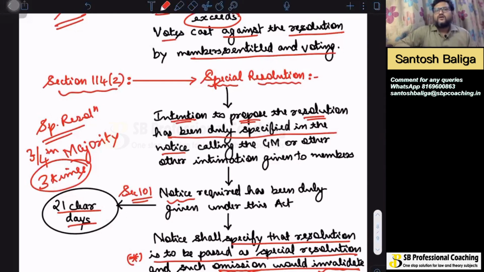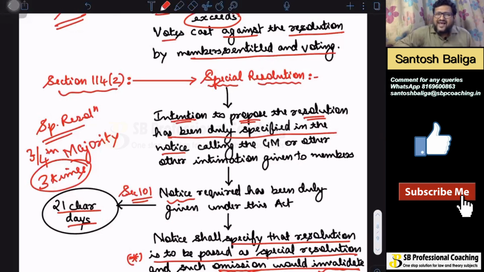So this is the first part of the topic of resolution. We have another two topics, that is section 115, resolution by special notice, section 116 and section 117, which we will be covering in my forthcoming videos. So stay tuned to the videos as we are coming to the end of the meetings chapter. And one very important topic of minutes will also be uploaded on this channel.